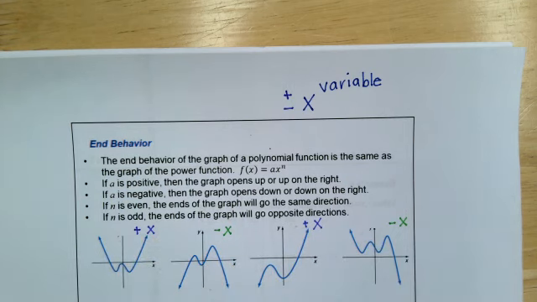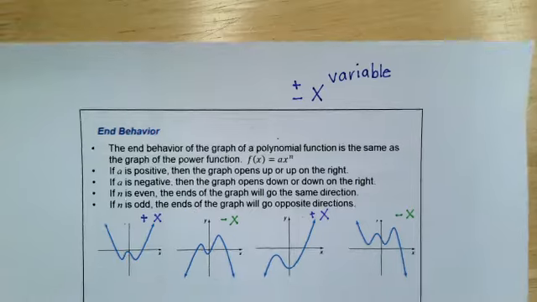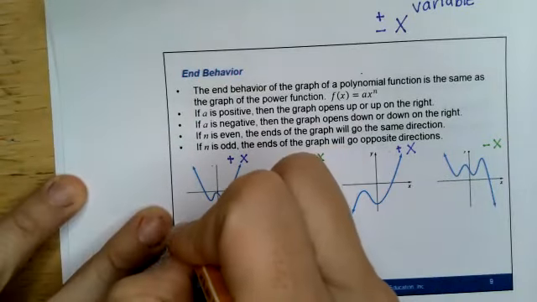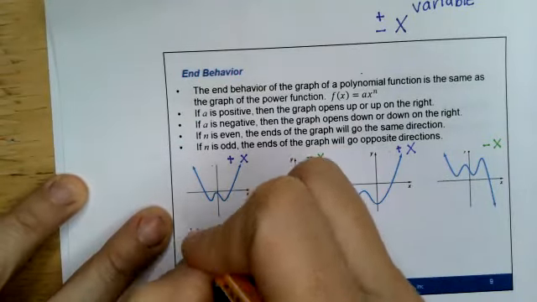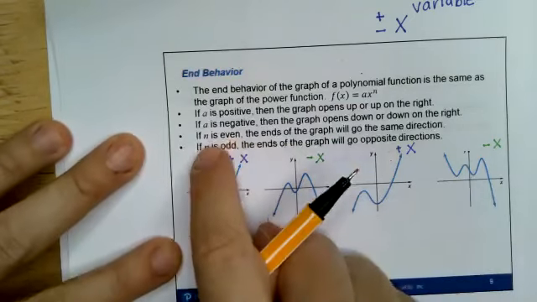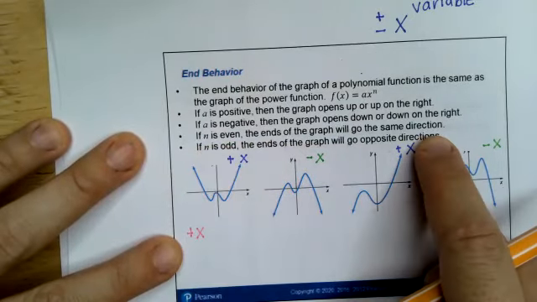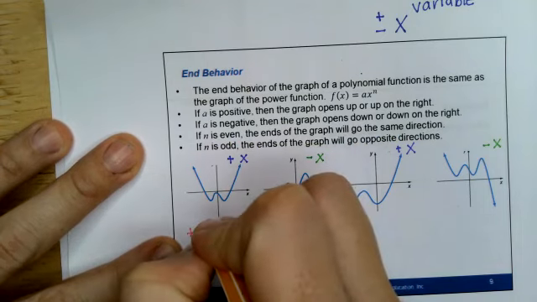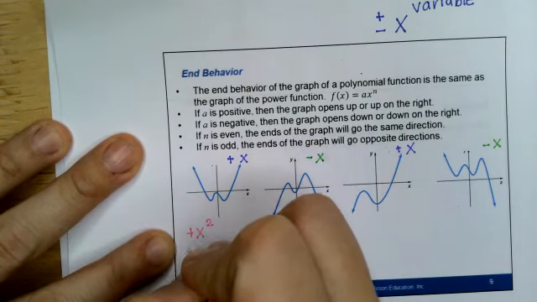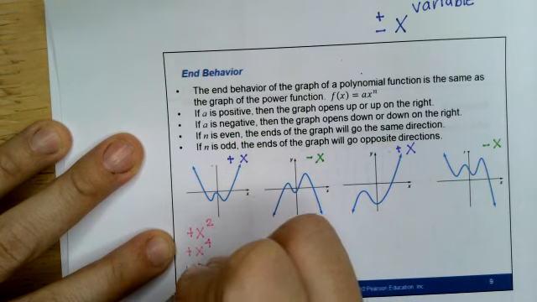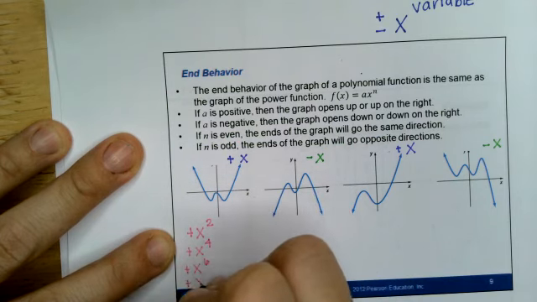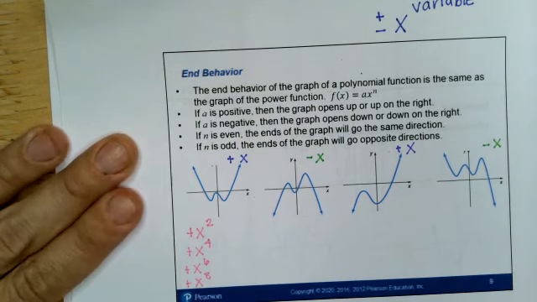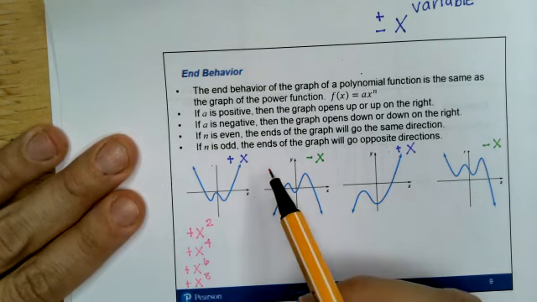The second part is, what is the exponent? So this is a positive x to an even power. If it's even, the graph will go in the same direction on both ends. Positive x to the 2, positive x to the 4, positive x to the 6, positive x to the 8th power. It's going to look like that.